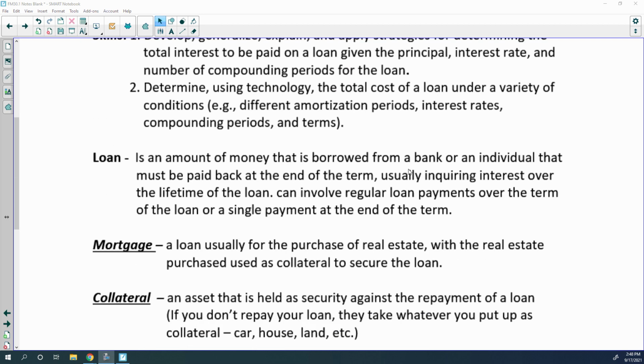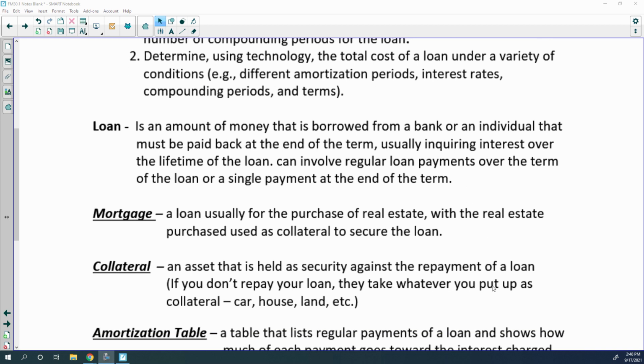When we're talking about a loan, this is an amount of money that is borrowed from a bank or an individual that must be paid back at the end of the term, usually incurring interest over the lifetime of the loan. It can involve regular loan payments over the term of the loan or a single payment at the end of the term. If we're talking about a mortgage, that's a loan, usually for the purchase of real estate, with the real estate purchase using collateral to secure the loan. Collateral is an asset that is held as security against the repayment of a loan. If you don't repay your loan, they take whatever you put up as collateral: car, house, land, etc.